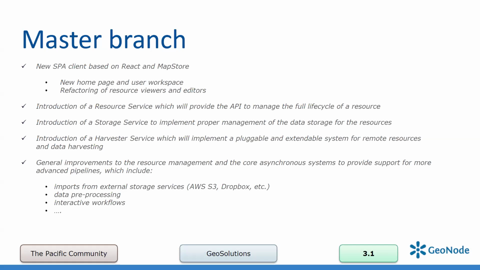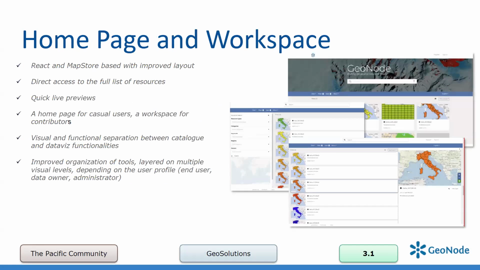So this is happening in the master branch, and the first thing that you will see when we open the master demo is a new homepage. You can see the background is a grid view of the layers, where we can have a quick live preview. You can see in the top screenshot a list, and the bottom is a grid. The same view can be switched between grid and list.